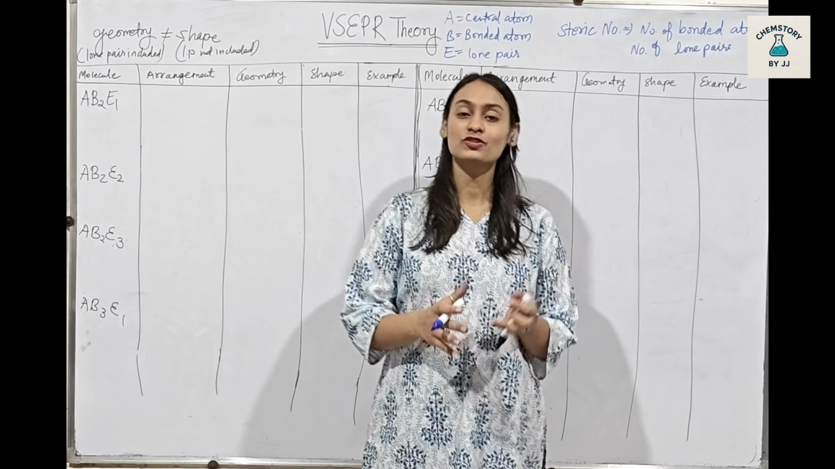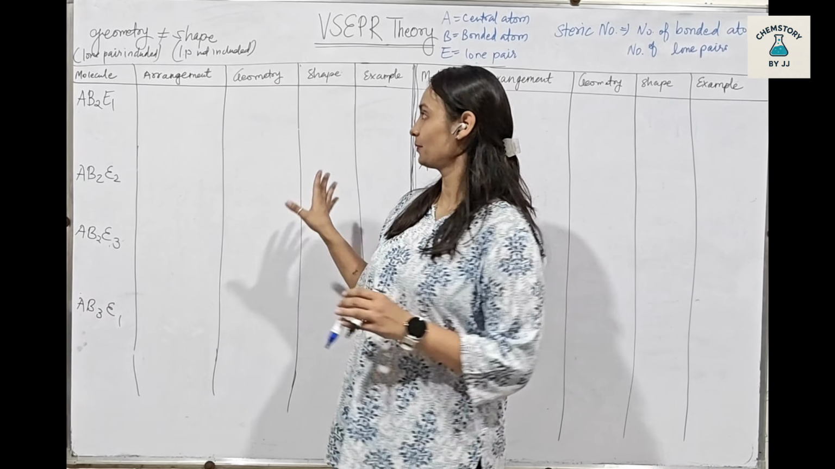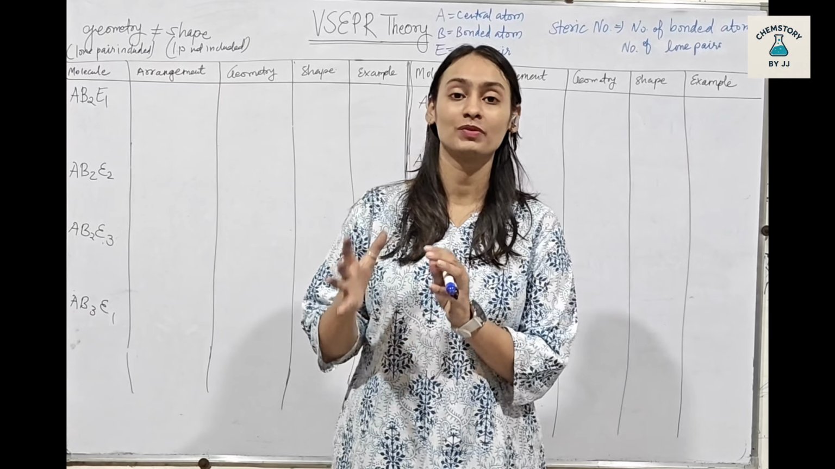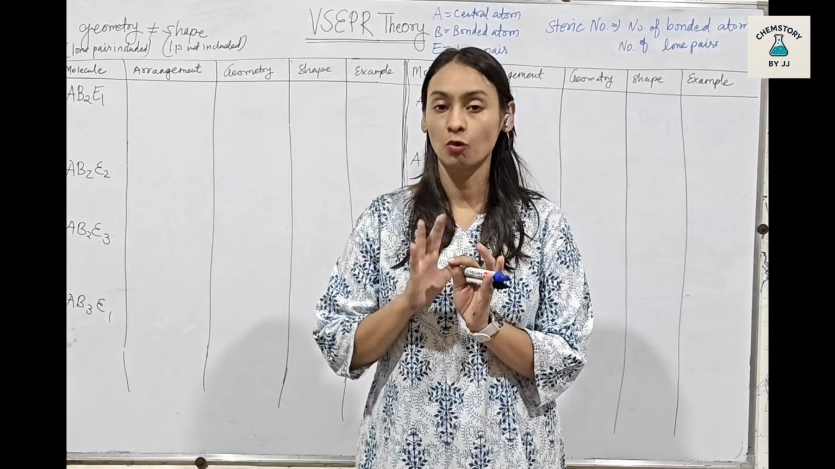Hello everyone. So let's welcome to part 2. Part 2 is VSEPR Theory. We have discussed how a molecule forms geometry when it has no lone pair, right?